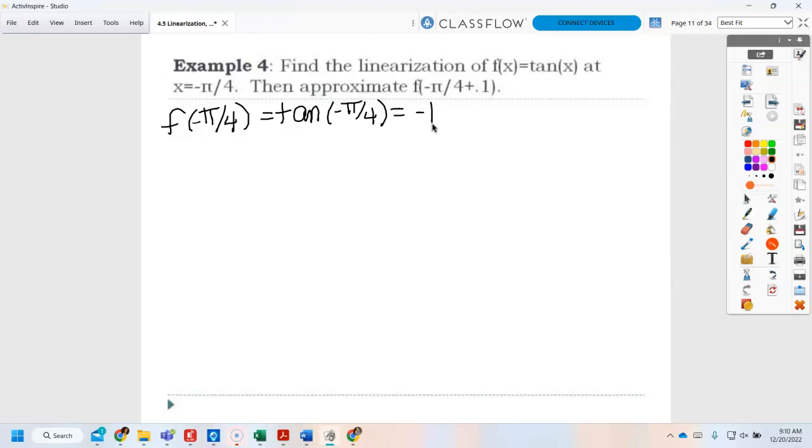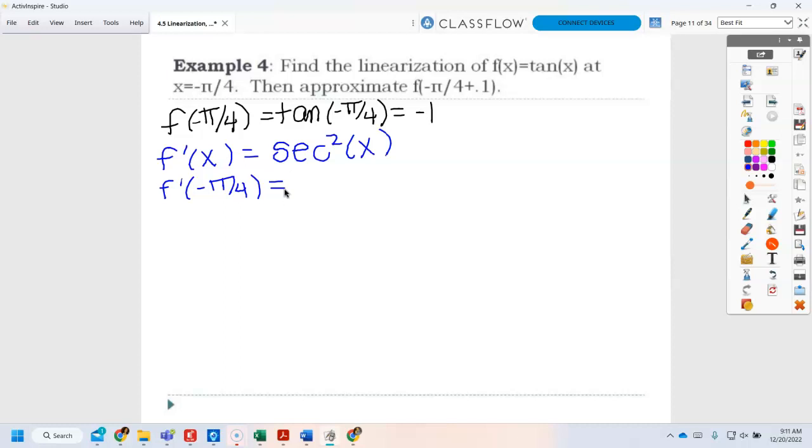What do we need to know now? Well, I need to know f prime of a. So it's the derivative, and I know it's been a while, of tangent. Secant squared. And then I need to know f prime of -5/4. Well, secant is really 1 over the cosine. Cosine of 5/4 is really root 2 over 2.